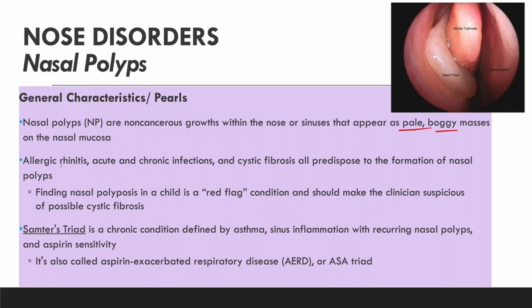There are several different reasons why patients get nasal polyps. One thing you should think about is cystic fibrosis, especially if it's in a child. Also, patients with allergic rhinitis are more likely to get nasal polyps. And we think of Samter's triad, which is asthma, sinus inflammation with nasal polyps, and aspirin sensitivity. With allergic rhinitis, or allergies, look for allergic shiners and other things that could clue you in. If you see multiple nasal polyps, it can be a red flag, and you should definitely assess the patient for cystic fibrosis.